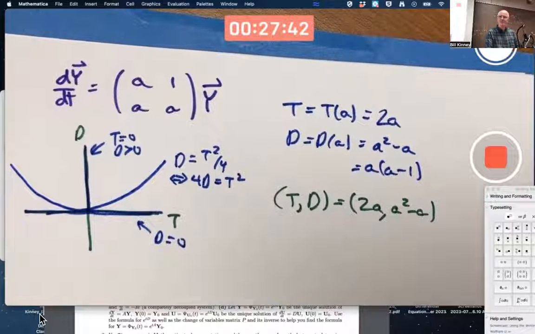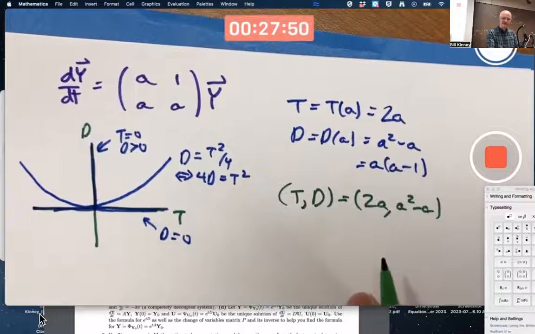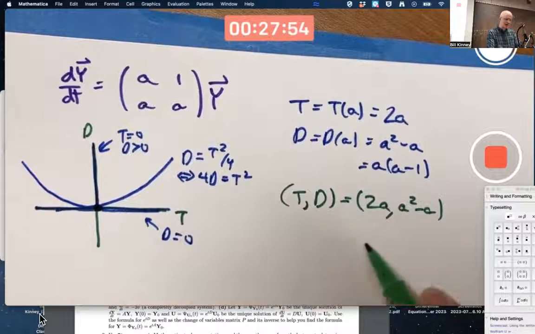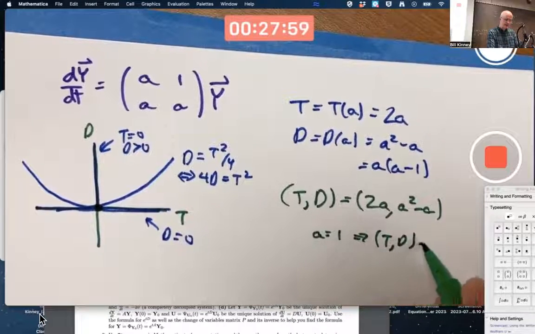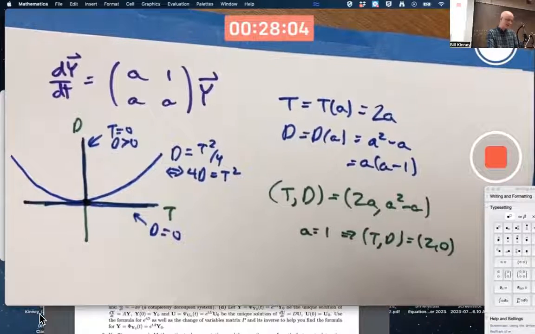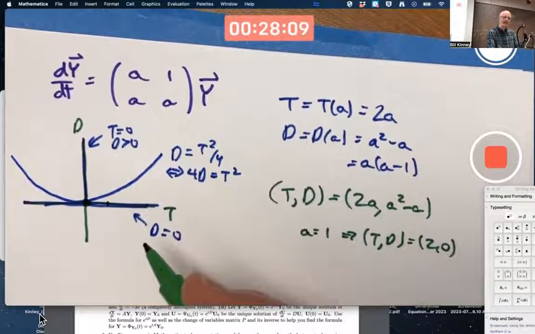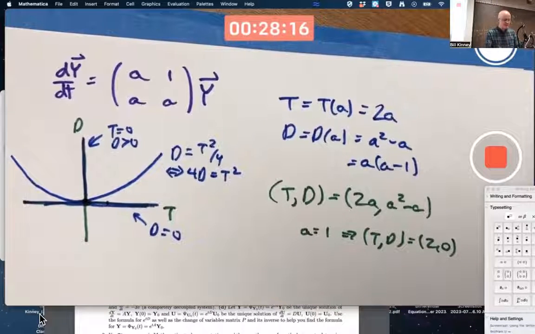You could use parametric mode in your calculator if you wanted to, or parametric plot in Mathematica. Could I do it without? Yeah, I could plot points. When a is 0, I'm at the origin. When a is 1, I'll be at the point (t, d) equals (2, 0). Trace is 2, determinant is 0, so I'm back on the t-axis. Interesting. I could plot more points, pick more values of a. Maybe it's worth doing one more.